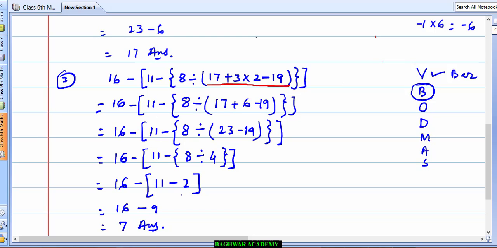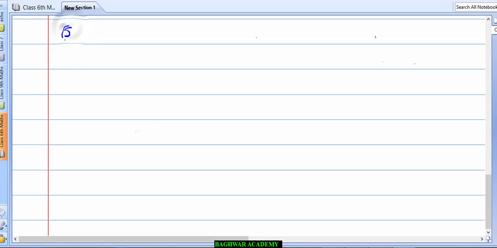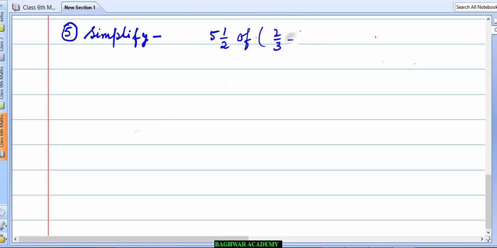Example 5 we will see. Here in example 5 you have to simplify 5 1 by 2 of (2 by 3 minus 3 by 5) plus 1 by 2, and divided by 5 by 11. You need to solve this question.